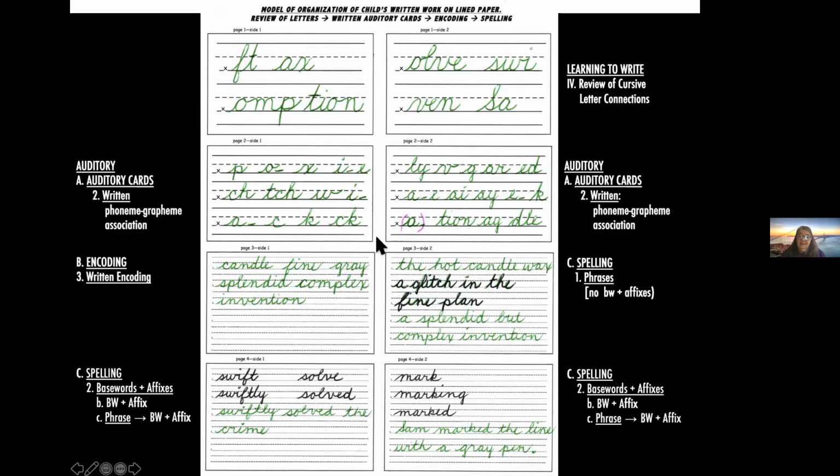And as I said, even if I'm doing this all on 5-line paper, I might have the letter connections and the written auditory cards on one side and still turn it over to the other side when I start writing words, or I might have room to write words on the other side of the paper. When I get to phrases, the words are on one side, the phrases are on the other.